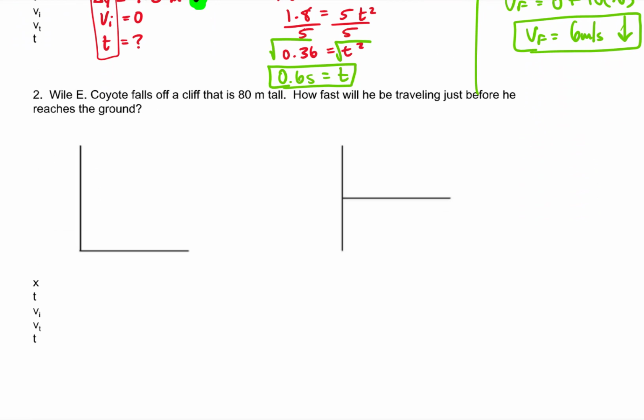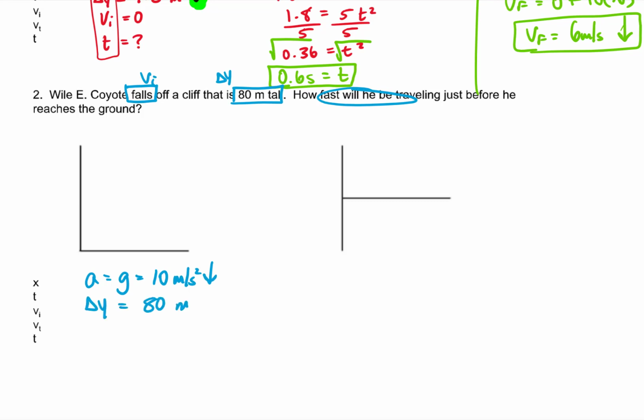Now, for the next one. Wile E. Coyote, he's a coyote, falls off a cliff that's 80 meters tall. How fast will he be traveling before he reaches the ground? So for this, the word falls is a piece of given information, and it tells me that his initial velocity is 0. 80 meters tall is the cliff that he's falling off of. And then how fast is what I'm after. So we're falling, so my acceleration is gravity, or it's 10 meters per second squared down. One piece of information: the delta y is 80 meters. But we're starting at the top and we're ending at the bottom, so that's 80 meters down.